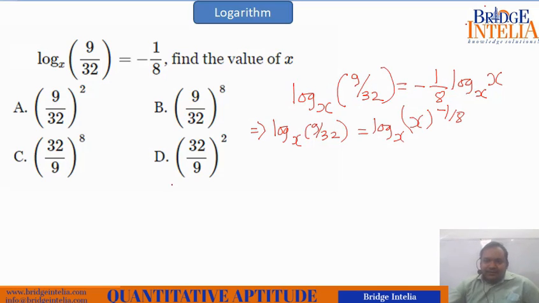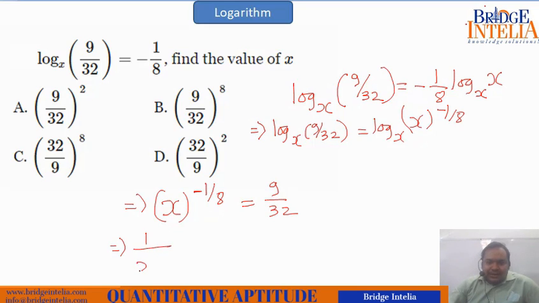So it is very clear from here that x raised to power minus 1 by 8 is equal to 9 by 32. So if you take reciprocal, 1 by x to the power 1 by 8 is equal to 32 by 9. So from here it is clear that x to the power 1 by 8 is equal to 9 by 32. So x is equal to 9 by 32 whole to the power 8.